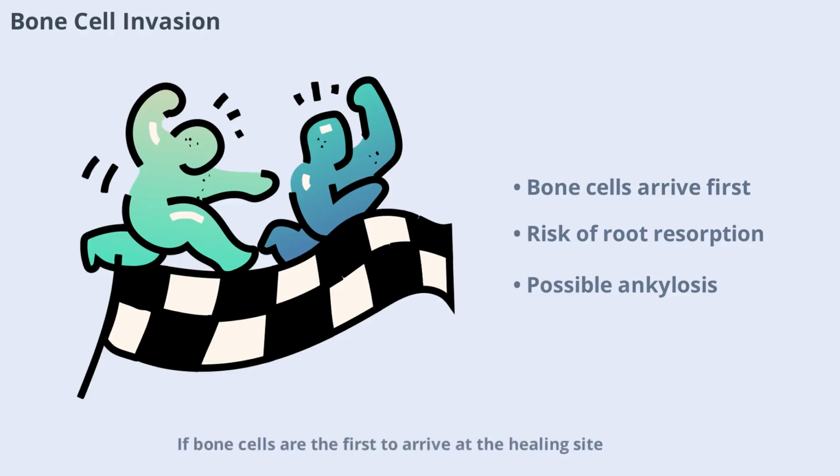If bone cells are the first to arrive at the healing site, the outcome can be less favorable. Bone cells may cause root resorption and ankylosis, where the tooth becomes fused to the bone. This eliminates the normal periodontal ligament space and can compromise tooth function. Such outcomes are generally undesirable in periodontal therapy.